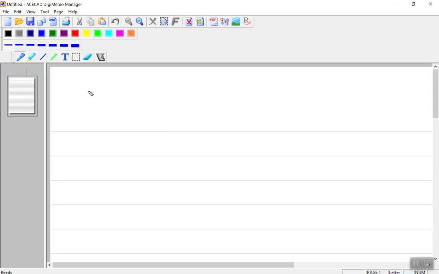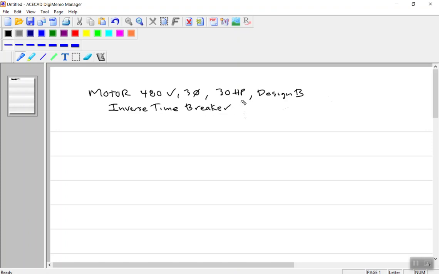So in this case, the motor is 480 volts. It is a three-phase motor, right? It's 30 horsepower, design B. And the protective device. Now here's the interesting part, right? And we haven't really done too much of using this tool. We used it one time. It's using an inverse time circuit breaker. Okay. Now we're gonna need a couple tables here, right? So let's go ahead and put this in our notes here.